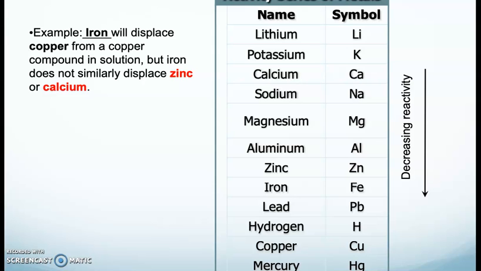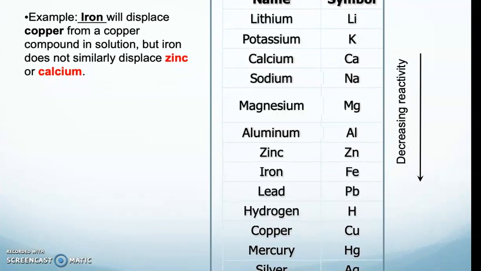So let's take a look at what happens with an example, iron. Now, let's say we have iron. How do we know iron will displace another element? Well, let's find iron. Iron's right here. Now, iron will displace copper. Copper's down here. So iron is stronger than copper. So iron can displace copper.